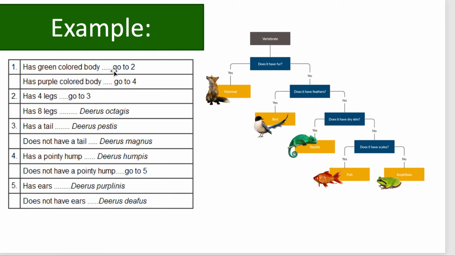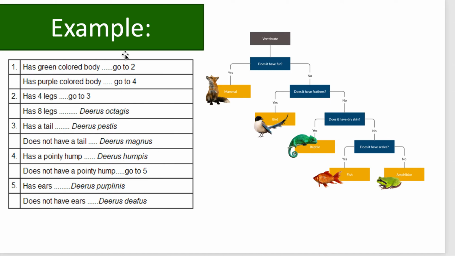So let's say this animal is green. We're going to go to 2. It has 4 legs. We're going to go on to 3. But if it has 8, then we know that's the name of it, all right? But let's say it has 4 legs. We go on to question 3. It has a tail or it does not have a tail. So if ours doesn't have a tail, then we know that's the name of it. So that's what they look like.